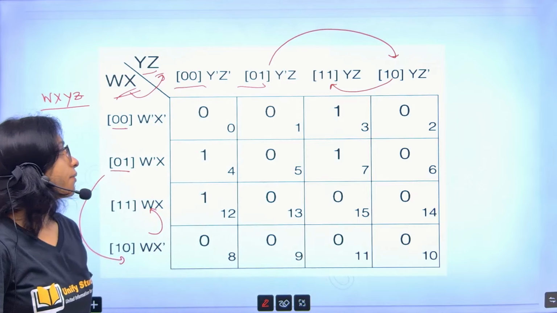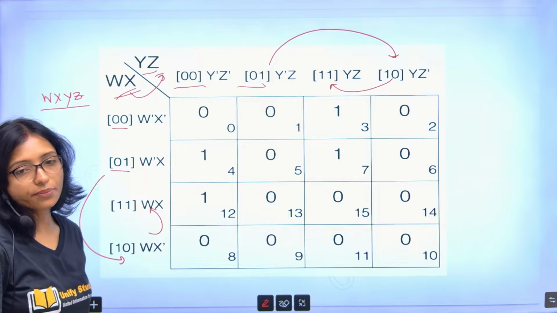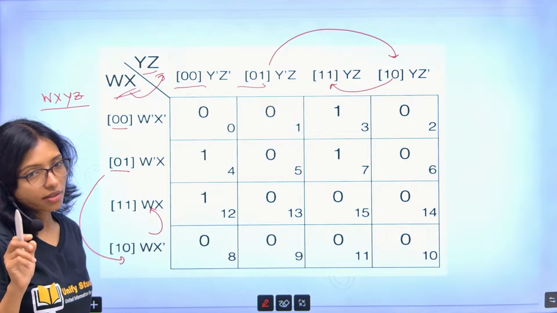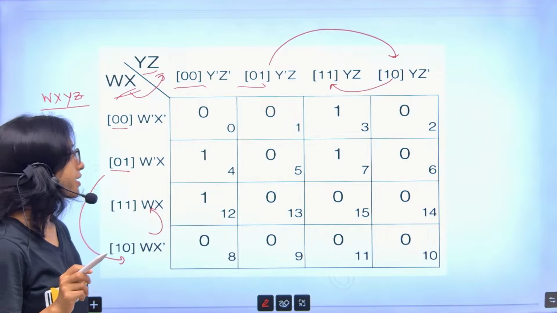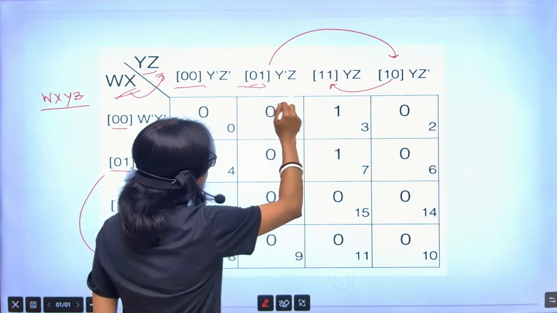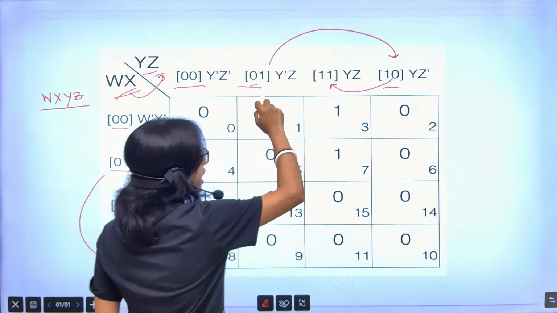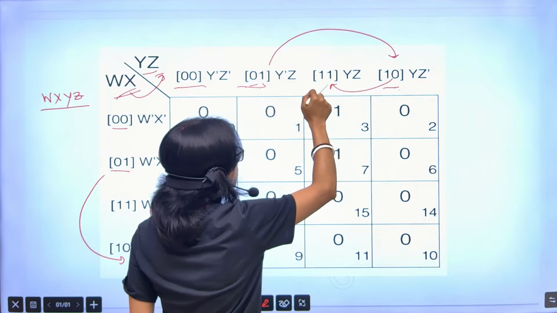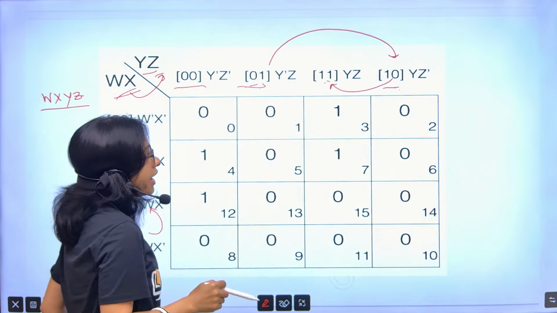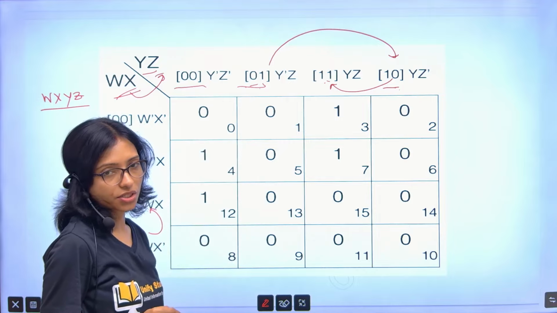Why? Because we are changing only one value at a time. That is a rule. If you are giving 0 1, and after that 1 0, then 2 values will change at a time. That's why we are shifting 1 0 here and 1 1 here. And because of that, your total cell value will also change.